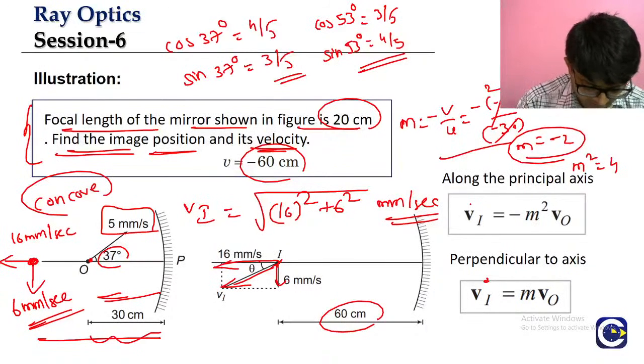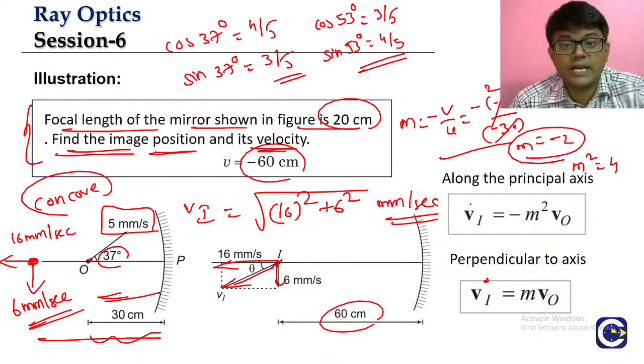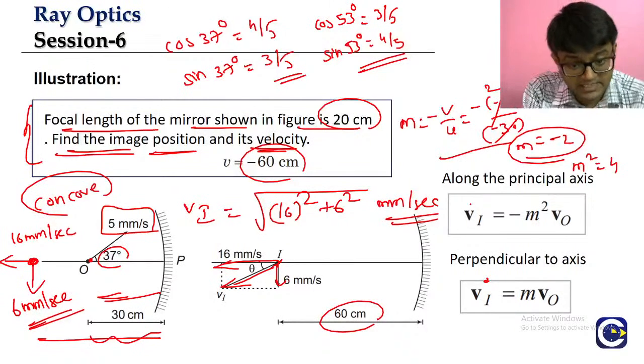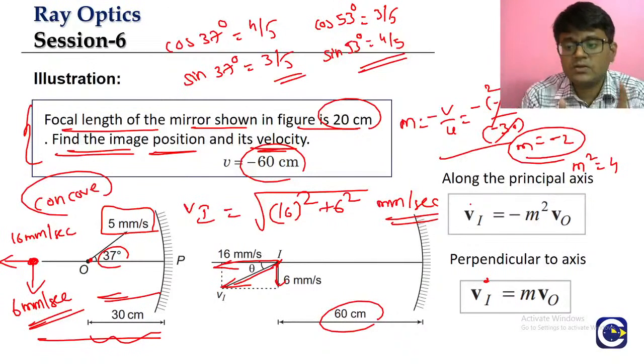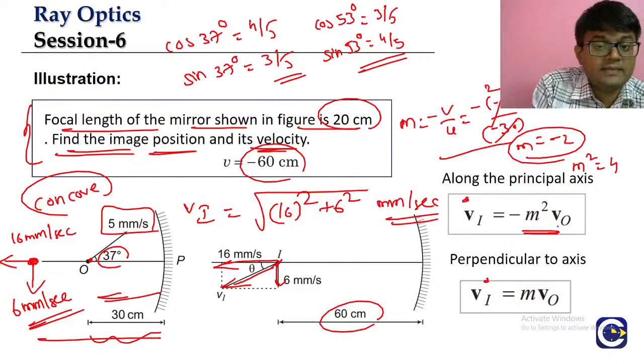Here we don't need to mention what is the angle and all that, because they are not asking us that question. They are not asking what is the orientation of the image velocity and all that. Okay guys, so here two important things are. What are the two important things? One is the formula for the velocity components relation parallel to the principal axis or along the principal axis. What is it? Vi, image component, is equal to what? Minus m square into Vo.